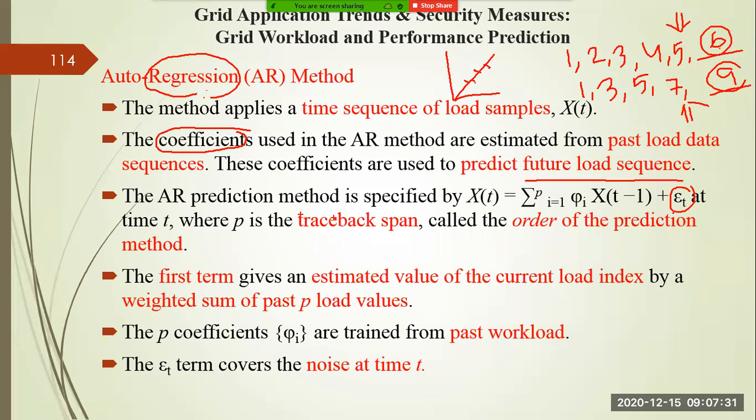So the AR method uses this particular formula to do the predictions. Three things are required. One is your coefficient, another is the previous value: in order to predict x_t, you have to go for x_(t-1). And the third one is your noise value. With these three terms, you are going to do the prediction.